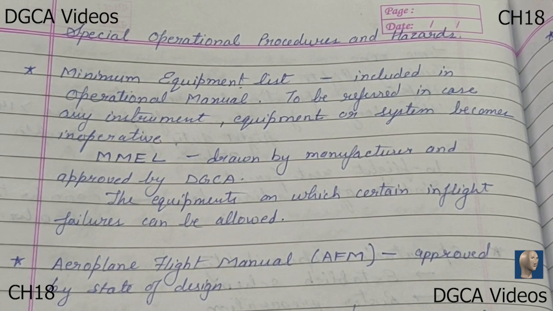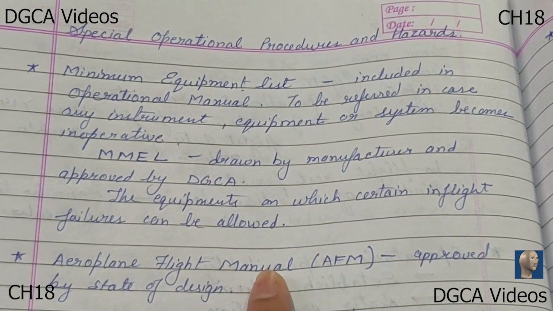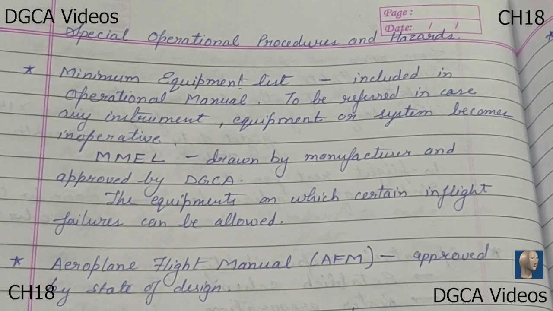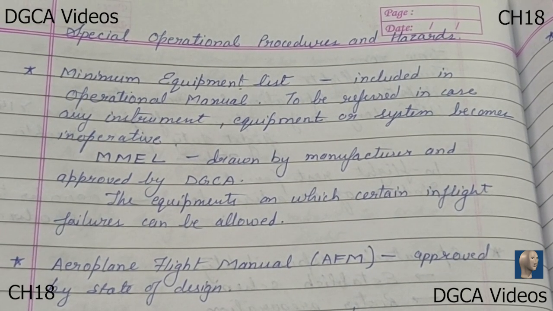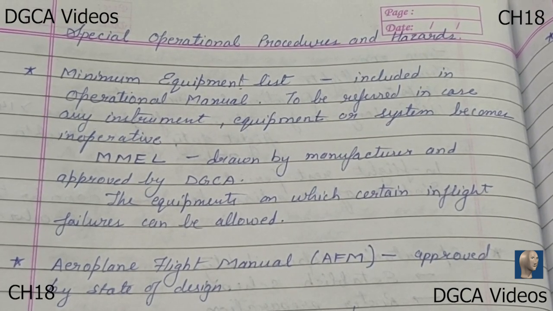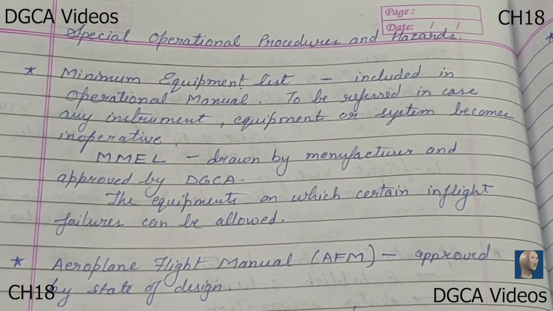Moving on to the aeroplane flight manual, AFM. This is approved by the state of design. Any aircraft is allowed to fly only if it has a certificate of airworthiness, and it is flying within the operating limitations of the flight manual.